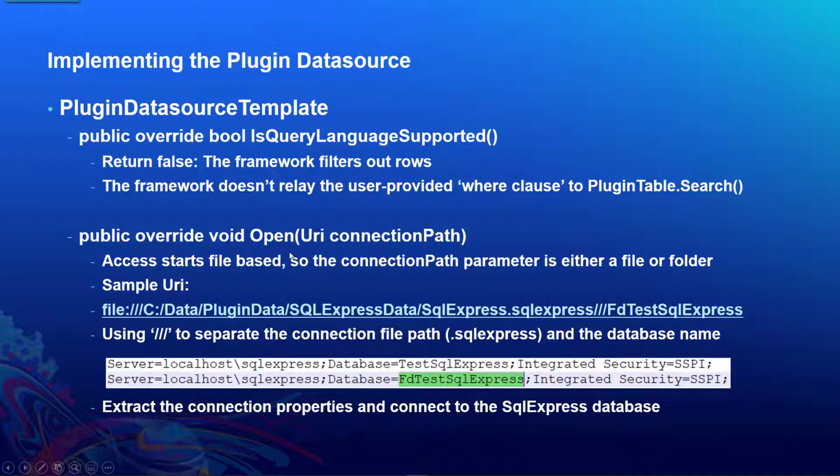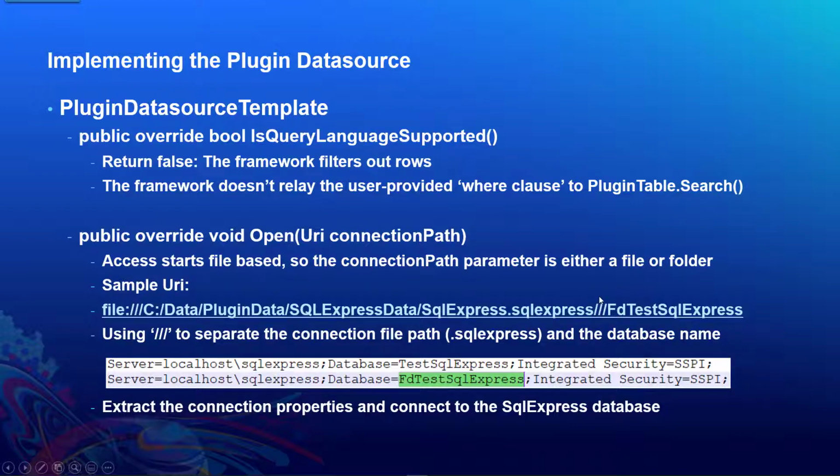Next, I have to override the open method. The open method has a connection path, which is a URI. And remember that all access starts file or folder based. So the connection path parameter is either a file or a folder. So in our sample, the URI looks like this. It has a file specification for the SQLExpress.sql file, which contains my connection information to the database.